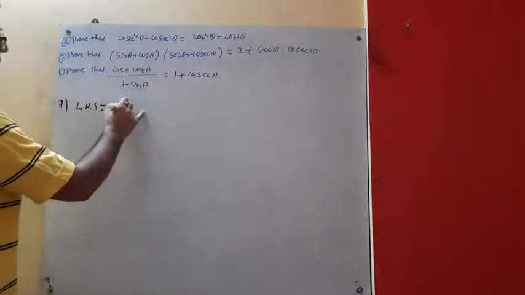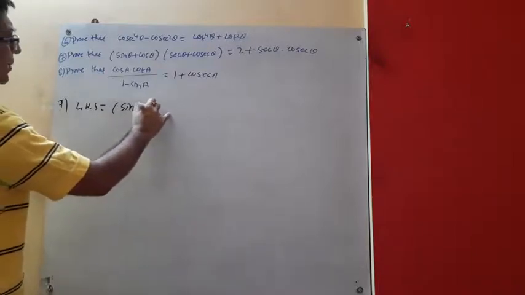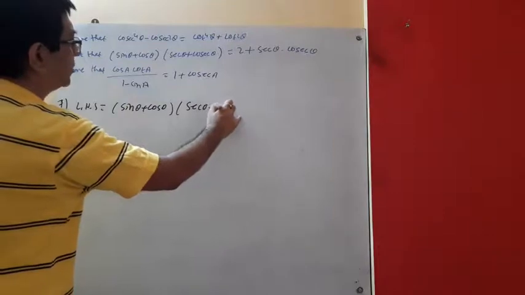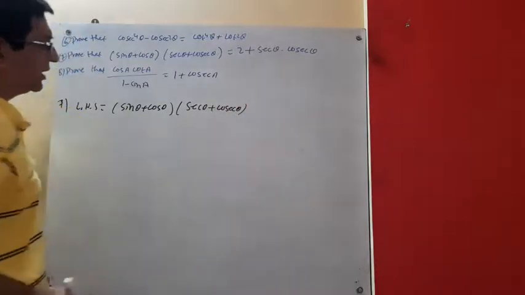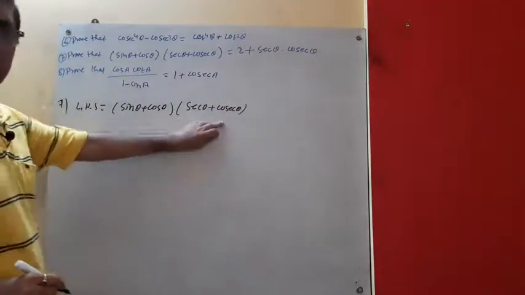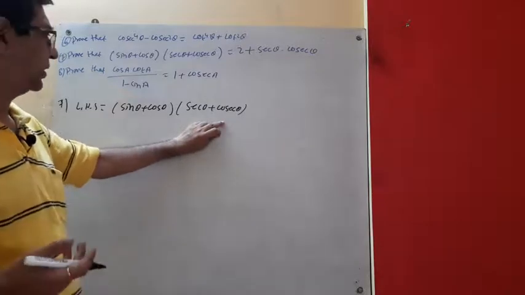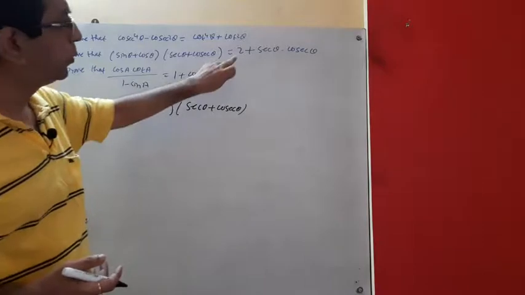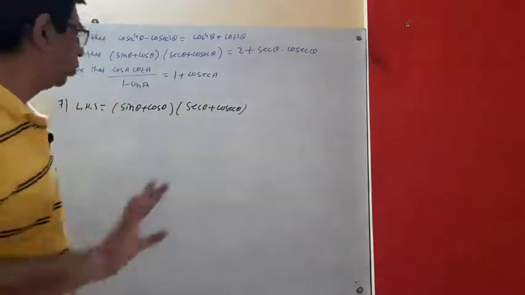LHS, that is sin theta plus cos theta. This is sec theta plus cosec theta. Look, there is a relation between sin and cosec, because cosec theta is 1 by sin theta and sec theta is 1 by cos theta. But we have to prove 2 plus this one. What will I do? Okay, nothing to do.